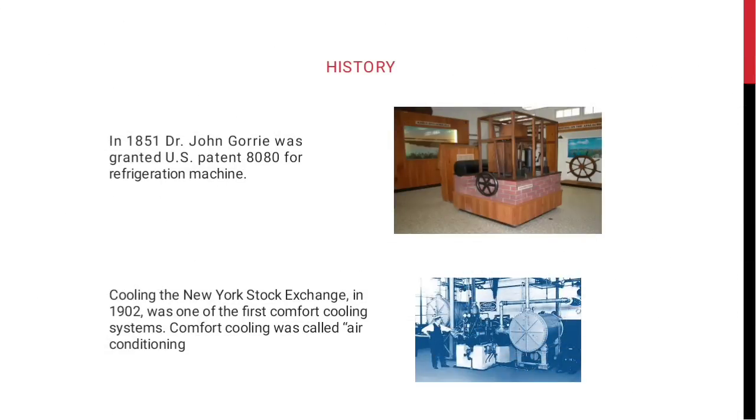History. In 1851, Dr. John Gorrie was granted US patent 8080 for a refrigeration machine. Cooling. The New York Stock Exchange in 1902 was one of the first comfort cooling systems. Comfort cooling was called air conditioning.